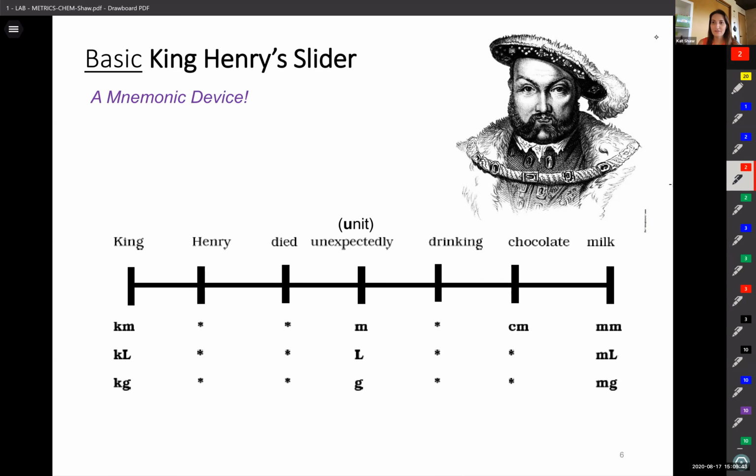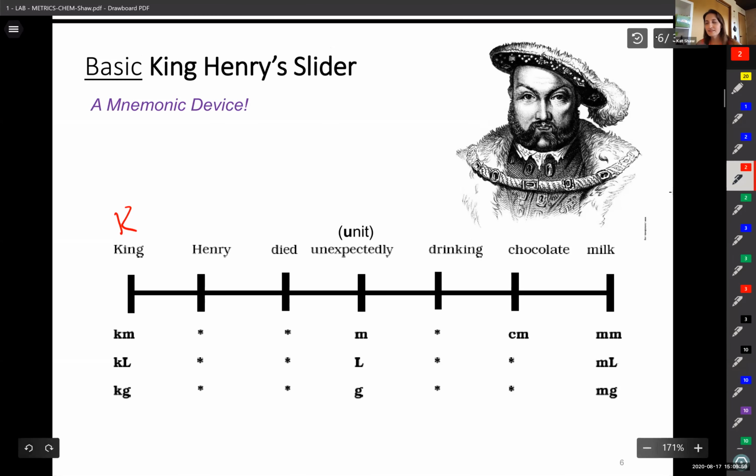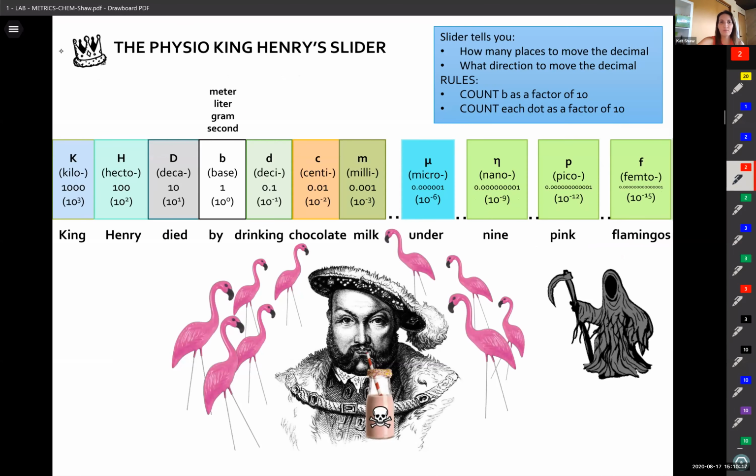It starts with K for kilo, and then H for hecto, Henry, D for deca, died. Here, rather than base, they're using U for unit, which is fine. But notice on the other end of our King-Henry slider, we only go to M for milli. And that's not going to cut it for us, because in this class and for your metric conversions on this quiz, you want to go all the way to femto. So here's our modified physio King-Henry slider.